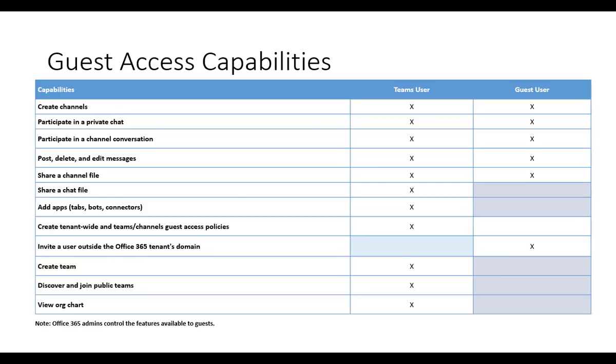Now, if we look at exactly what the capabilities are, you'll see that a full Teams user basically gets the resources across the board, whereas a guest user does have some limitations. So they can't share a chat file, they can't add apps, they can't create a team and discover public teams, and they can't view your org chart. So again, they're allowed to come in and do the basics of participating in chats, to be able to work with messages, to share files, but again, they're not administrators of the environment. So it's a perfect way to get people outside the business working on common things like files, folders, and conversations, keeping everybody in the loop.